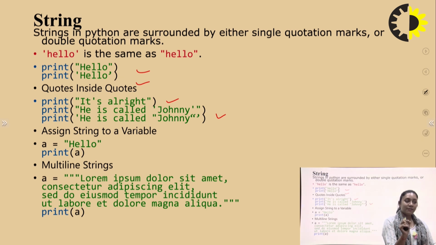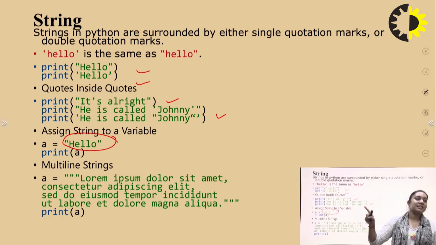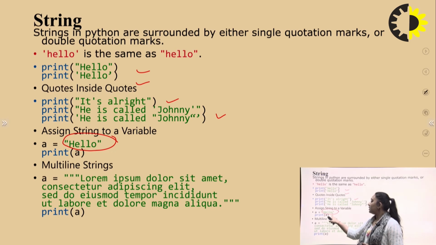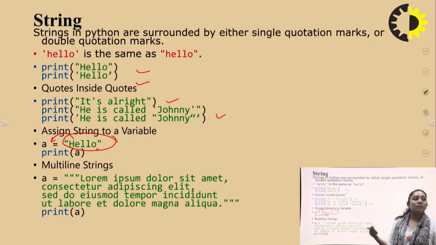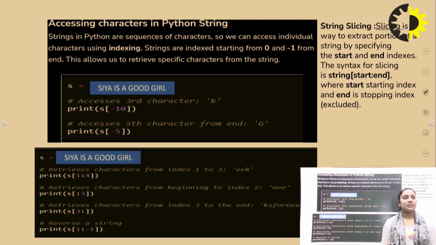The string value is also assigned some type of value. For example, in the previous example, we assigned the string to the variable. So this hello string is assigned the value which is a, right? Then the multi-line string can be used, multiple lines of strings we can use, right, in a Python string.